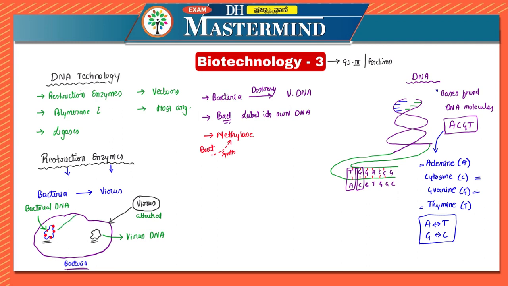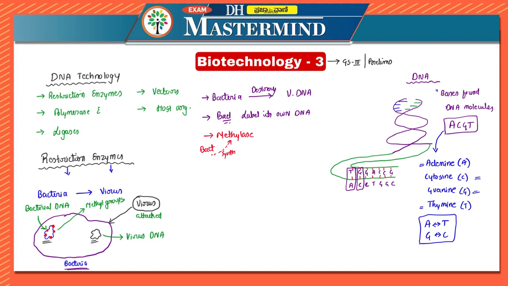These labels are called methyl groups. So the first process the bacteria did was to label its own DNA. How did it label its own DNA? By DNA synthesis of methylase. Now it will have methyl groups around its own DNA.